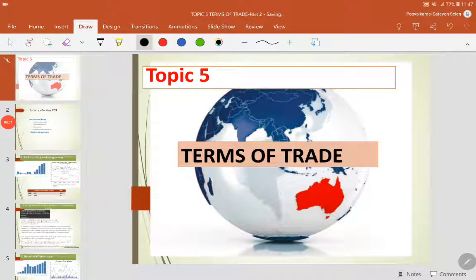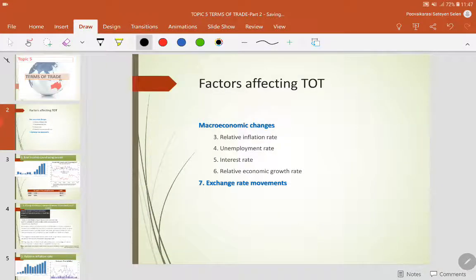Students, we're going to continue with terms of trade, the second part, still on factors. I just want to recap last lesson. In Part 1, we learned about the concept of terms of trade, how to calculate terms of trade, interpret it, and then the micro factors. For today's lesson, we will continue still with factors, but it's going to be macroeconomic changes.